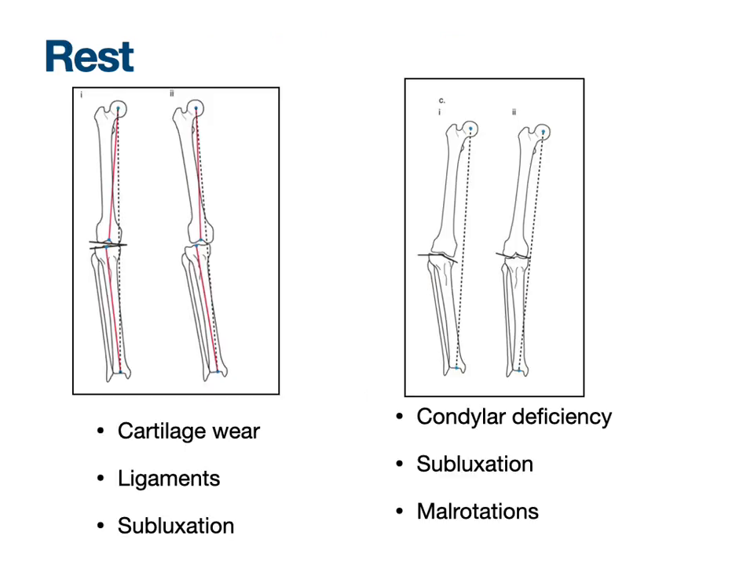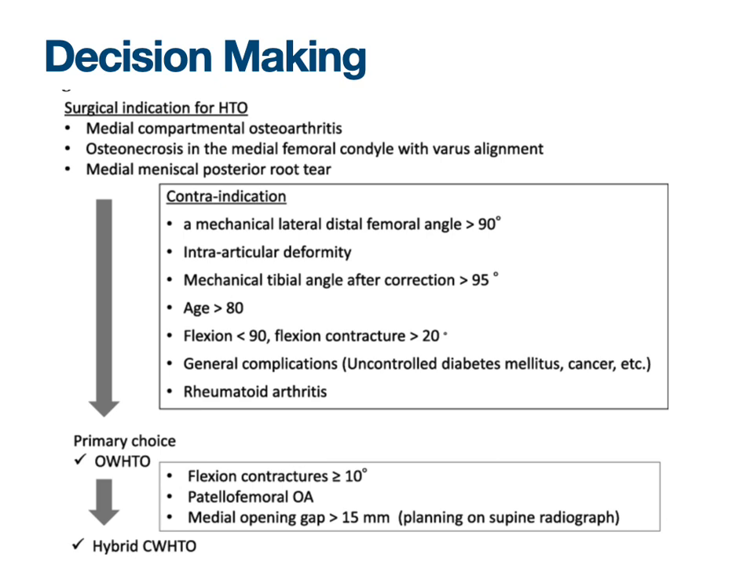The rest of these who have got cartilage wear, significant ligament involvement, subluxation, condylar deficiency, malrotation should undergo either alternate osteotomies like intra-articular osteotomies or straight away go for a TKR. In brief, the surgical indications for HTOs are medial compartmental OA, spontaneous osteonecrosis, posterior root tear, and the opening wedge HTO is indicated, or a hybrid CW HTO should be considered for patients who have got more complex deformities.